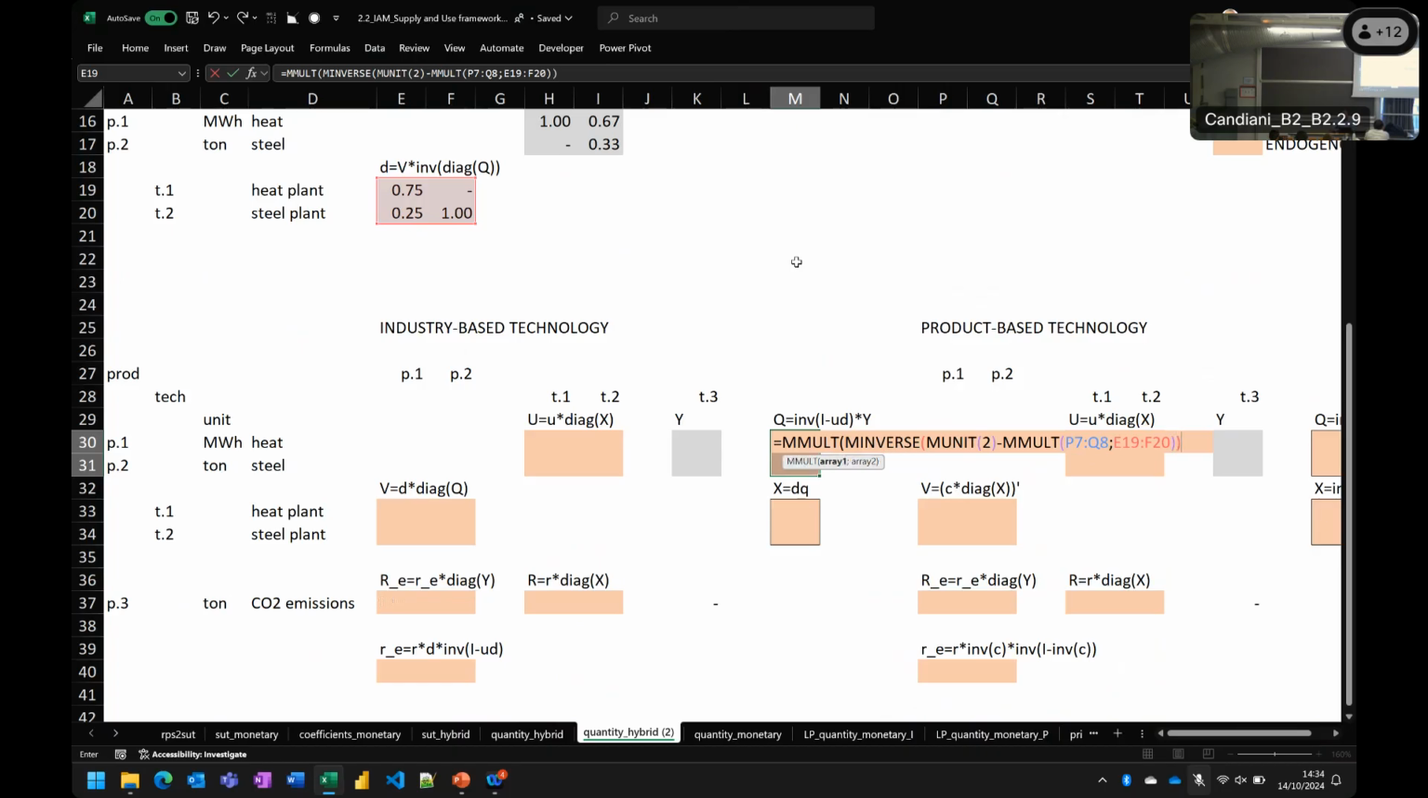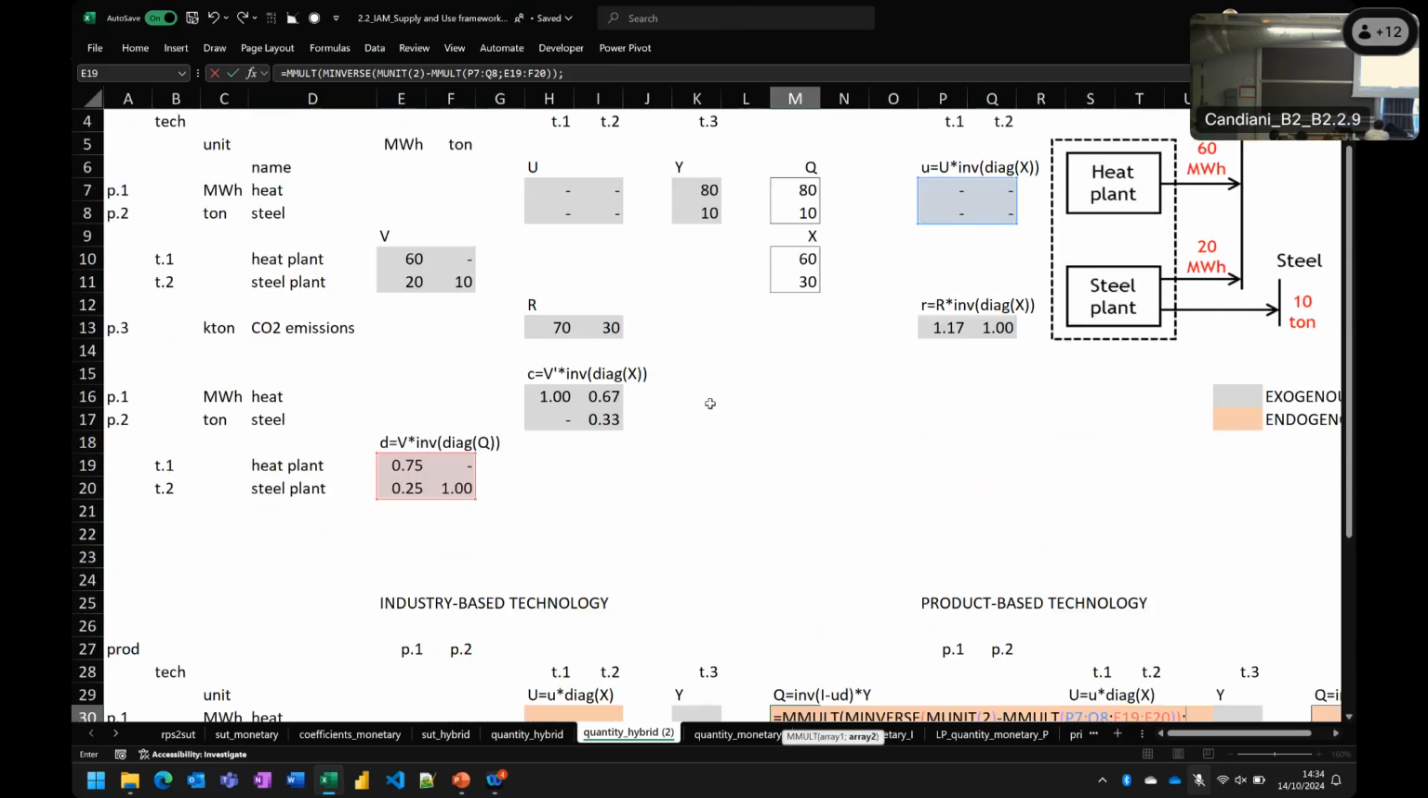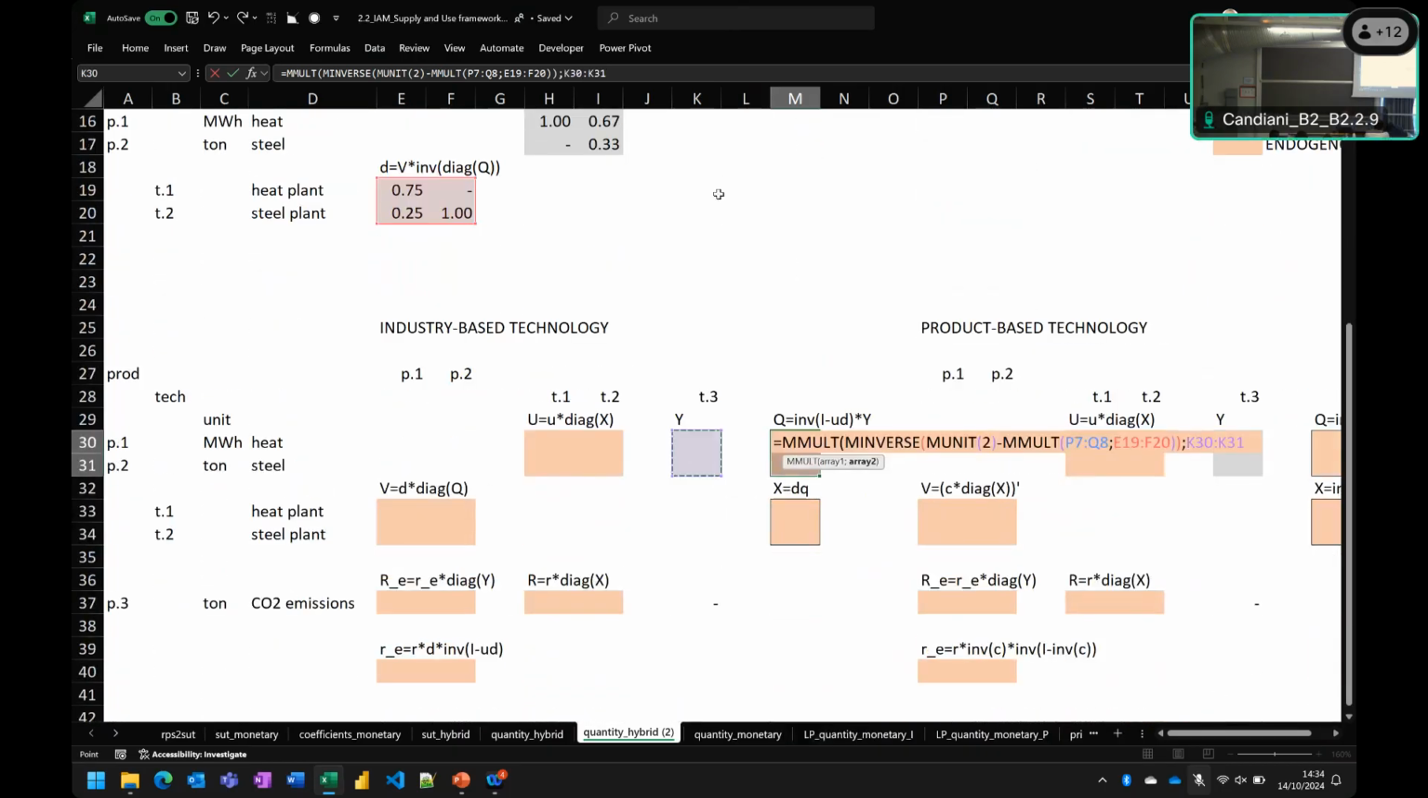The inverse should write times array 2, that is Y. Let's pick this Y here so we can make some experiments. Close. And if I'm putting here 0, it should work. Yeah. I have no final demand, so I have no total production.